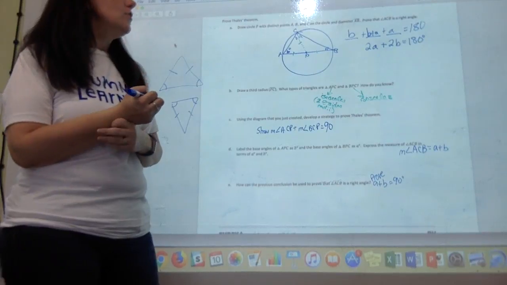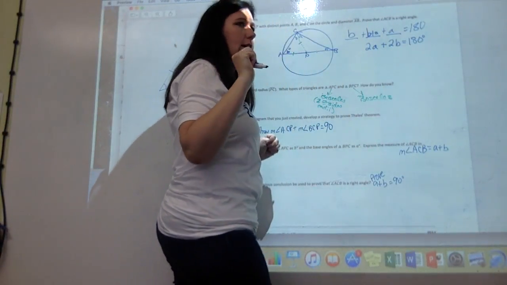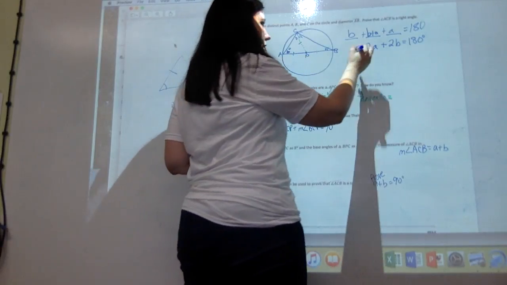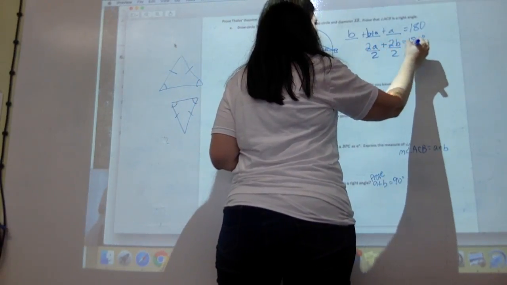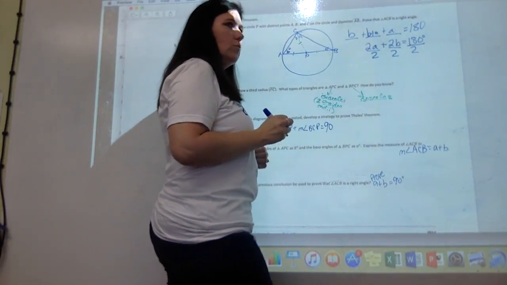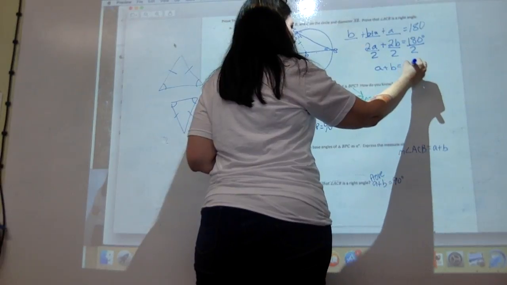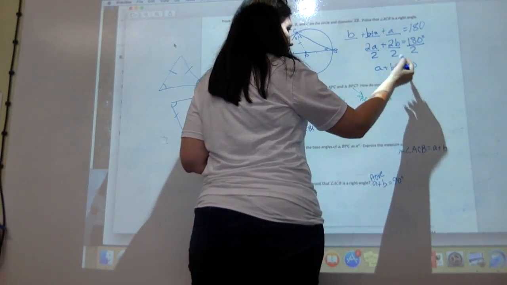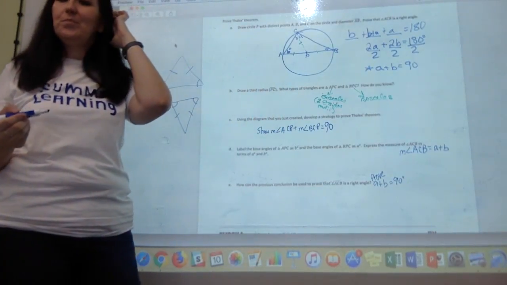Okay. So now, can I get rid of these 2's? Can I simplify it? Yes. I can divide everything by 2. So A plus B equals 90. So A plus B has to equal 90. Oh, we just proved it. We just proved it.